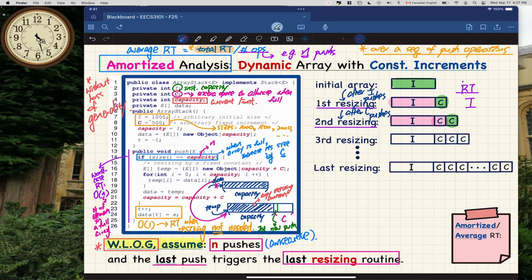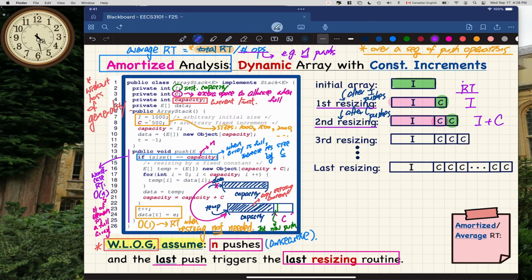And to really go from here to here for the resizing, how much work is needed? Would you agree? It should be I plus C, right? Because after the resizing, we are going to get this part over here completely occupied, right? We're going to copy that into the new array, basically, and then I plus C. That's correct. Okay? I plus C.